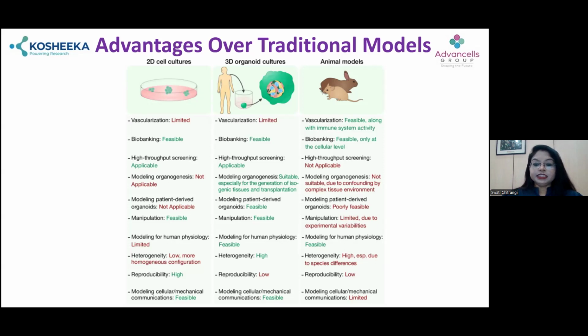And modeling and mechanical communication is feasible, whereas in animal models, as I said, there are multiple advantages, like it's feasible and it's mimicking the immune system. But high throughput drug screening you cannot do, it's a very costly process, and there is also a species difference.